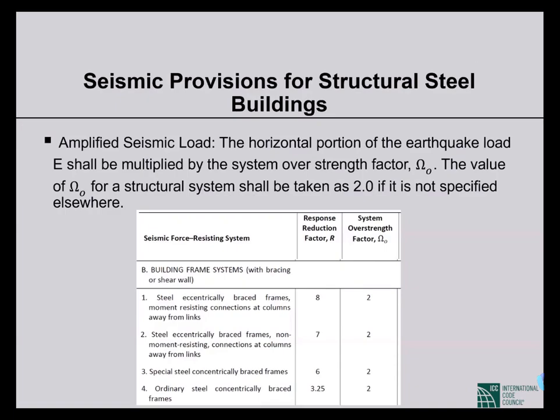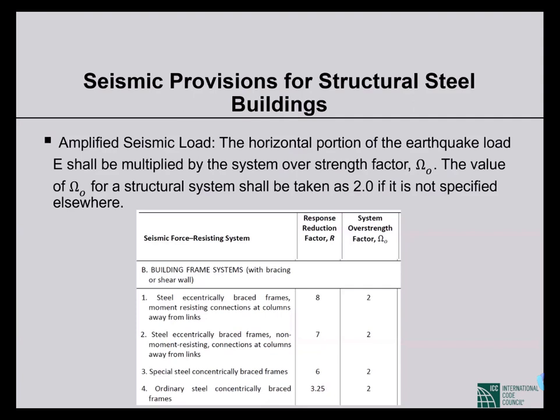So this is the amplified seismic load. We have the horizontal portion of the earthquake load, E, not the vertical part, not Ev, the horizontal part. E shall be multiplied by the system over strength factor omega naught. Now, where can we find omega naught? In the loading chapter, that is in chapter 2, part 6, the same table where we find the response reduction factor R. In the same table, we have for different building types this system over strength factor omega naught. So we can use it from this table.